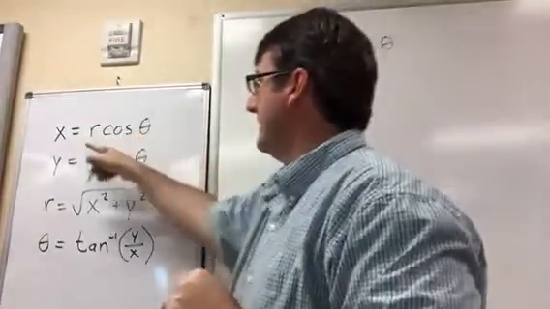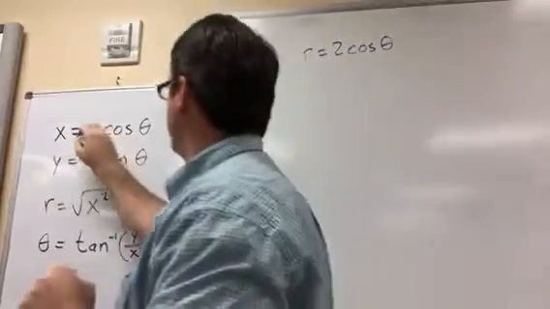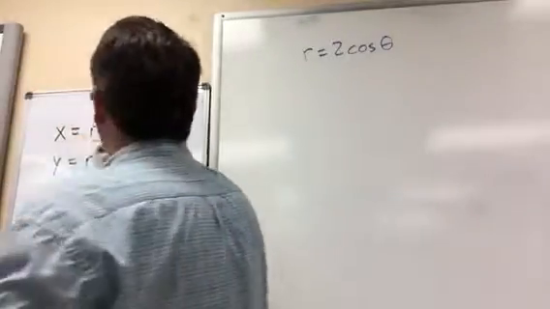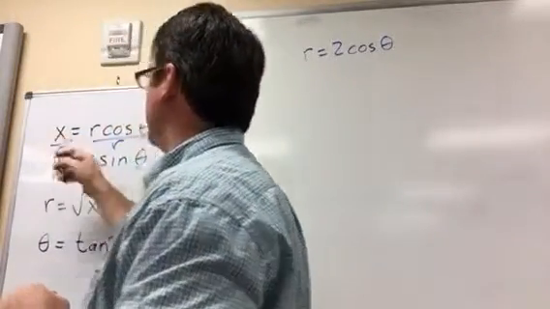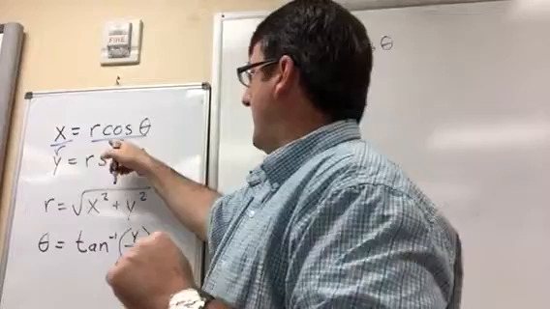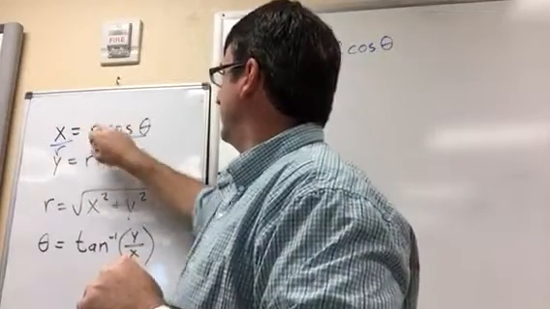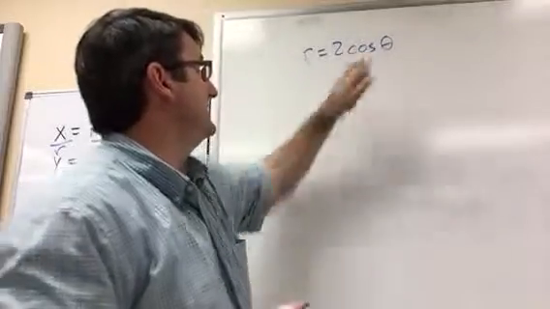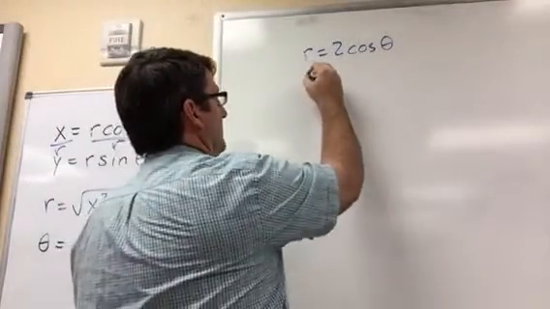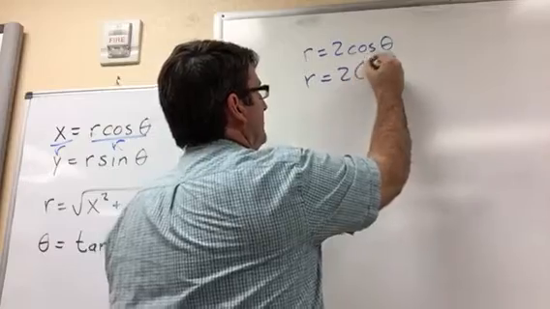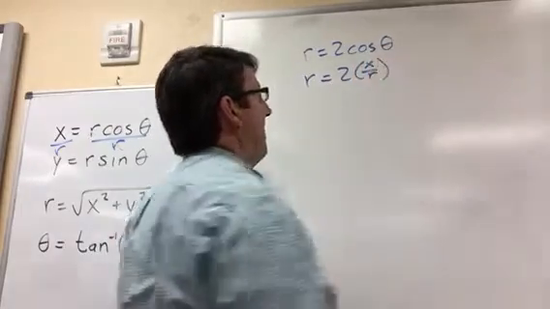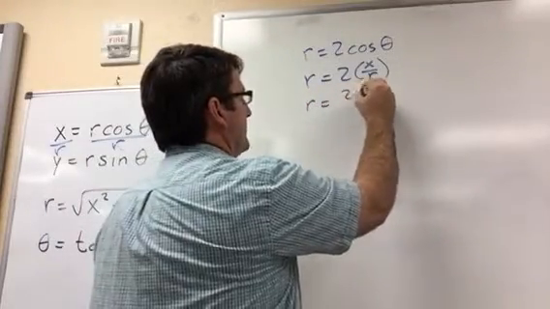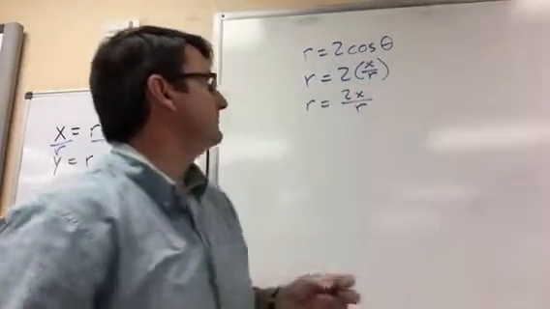Cosine theta is equal to x over r, because if we divided both sides of this equation by r, we get cosine theta equals x over r. So we're going to start by just replacing that cosine theta with x over r. So we get r equals 2 times x over r. And if we multiply that out, we get r equals 2x over r.